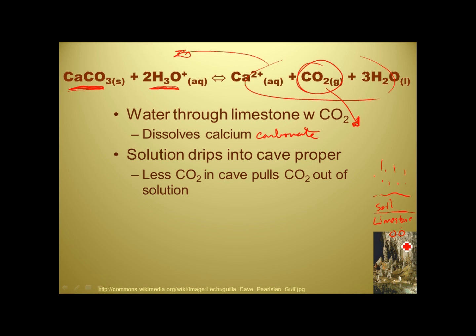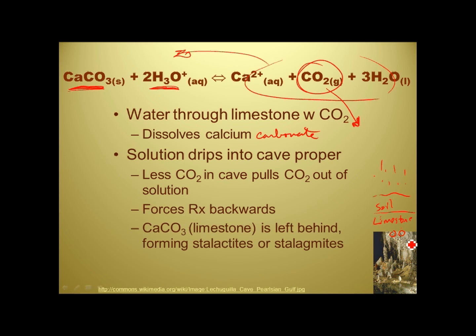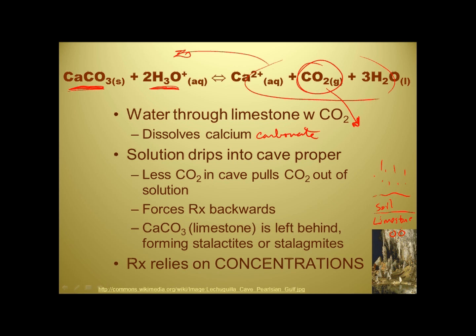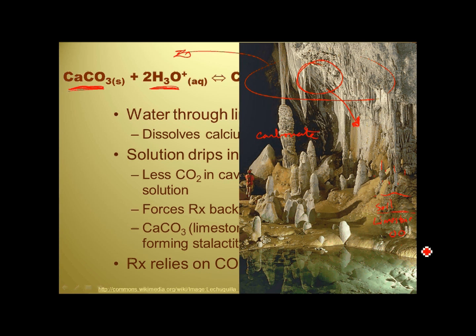And that calcium carbonate is deposited into what is called a stalactite or a stalagmite. This reaction obviously relies a lot on concentrations, specifically the concentration of carbon dioxide. The whole reason why stalactites and stalagmites are so beautiful and so smooth is because they're made by drops of water, drops of solution, one calcium carbonate molecule at a time. So one molecule gets deposited every time a molecule of carbon dioxide gets outgassed out of the solution. It's a very slow, tedious process.